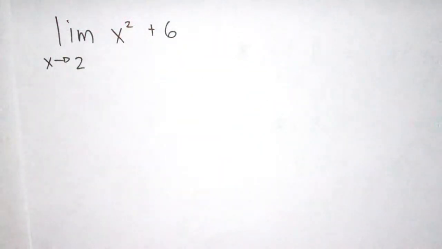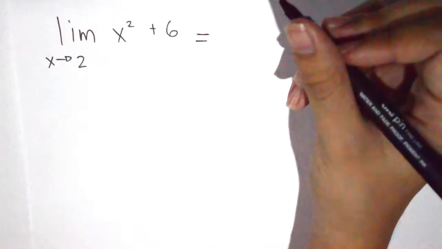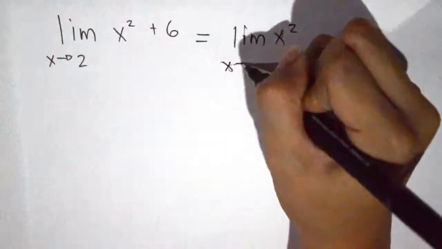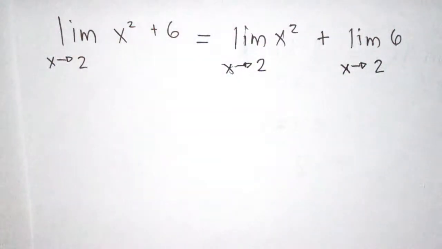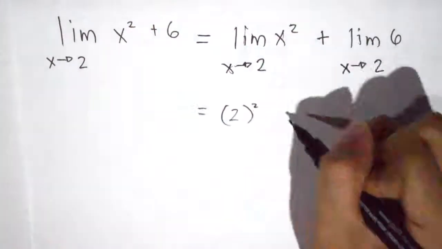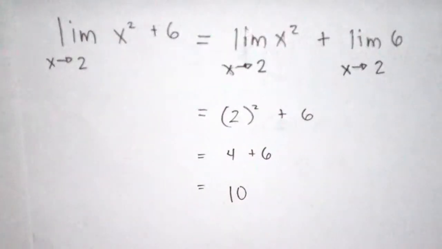For example, the limit of x squared plus 6 as x approaching 2. Let us follow the illustration a while ago. The limit of x squared as x approaching 2 plus the limit of 6 as x approaching 2 will be 2 squared plus 6. 4 plus 6 is 10.